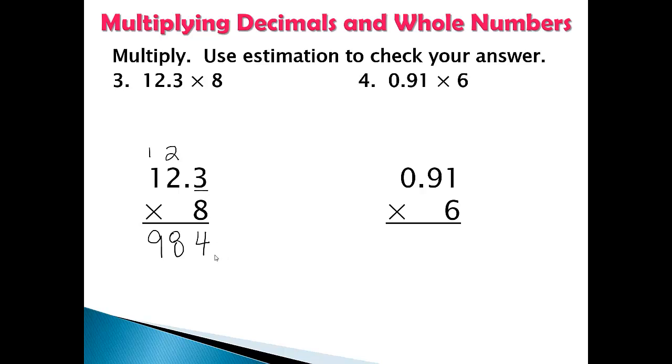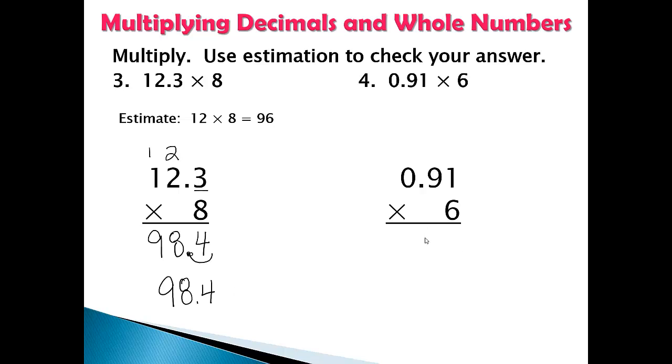So then in our answer, if we start at the end, we need to move our decimal over one place. So we'd have 98 4/10. Now we can use estimation to see if this is close to the answer. So for 12 3/10, we could estimate that that's about 12. And then we're going to multiply by 8. So 12 times 8 equals 96. And 96 is close to our answer, which is 98 4/10.